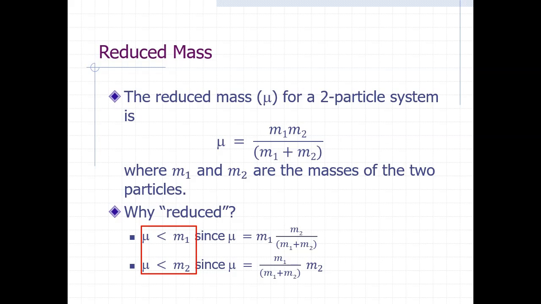Why is it less than m1? Let's rewrite the formula this way. We can see that m2 over m1 plus m2 is a number less than 1. So, we're multiplying m1 by a number less than 1. Obviously, the result is less than m1. Now, let's see why it is less than m2. Let's rewrite the formula this way. We can see that m1 over m1 plus m2 is a number less than 1. So, we're multiplying m2 by a number less than 1. Again, the result is less than m2.